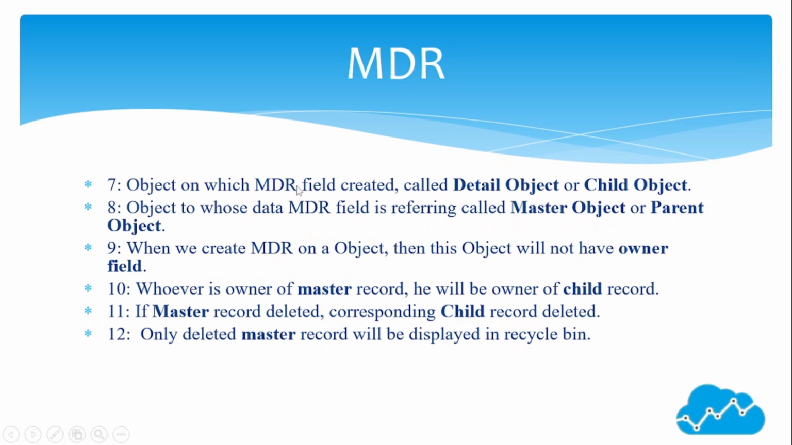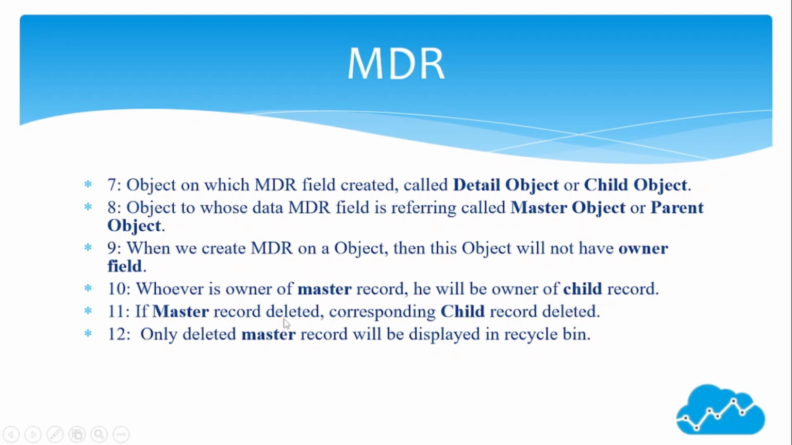The object on which master detail relationship field is created is called detail object or child object. The object to whose data the master detail relationship field is referring is called master object or parent object. When we create master detail relationship on an object, then this object will not have owner field. Means it is going to refer to that particular parent's ownership. Whoever is owner of master record, he will be owner of that particular child record.